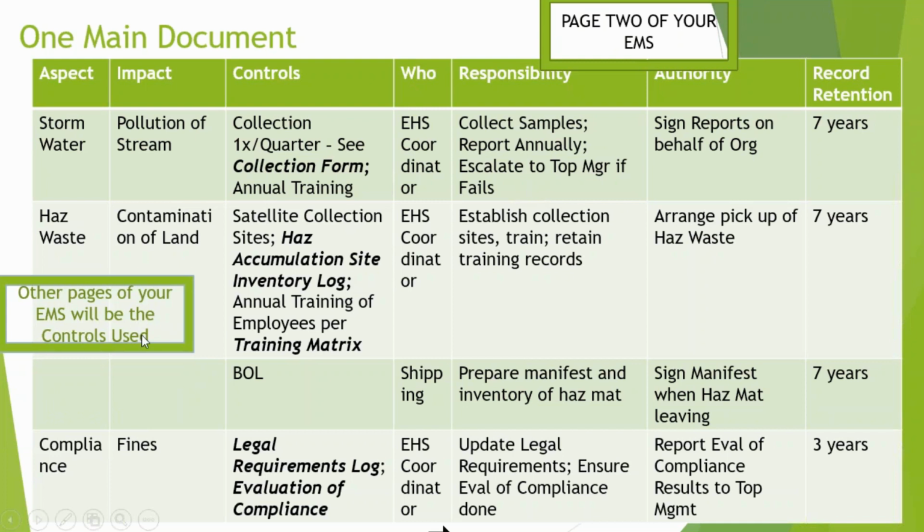Other pages of your EMS will be the controls used. Notice that some of the words in the controls happen to be bold and italicized. Those are documents that are used as control. So they are the other pages of your EMS. If you have documents that are not listed in this column as a control, then why do you have the document?